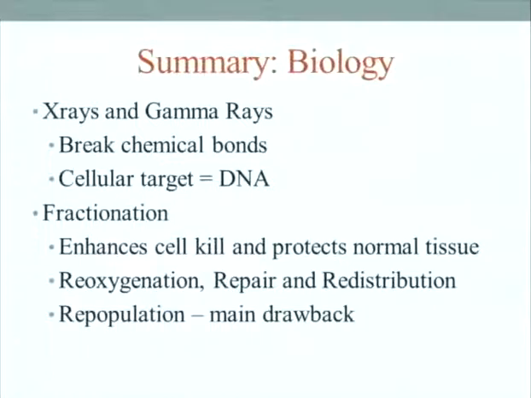So basically the take-home points are that for ionizing radiation, the target is DNA. The best way to schedule a course of radiation is with a fractionated approach, where you take advantage of the repair of normal cells and the processes of re-oxygenation and redistribution in the cell cycle. The main drawback, of course, is repopulation.